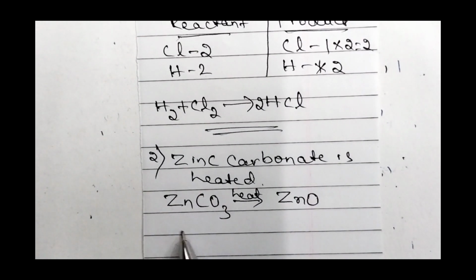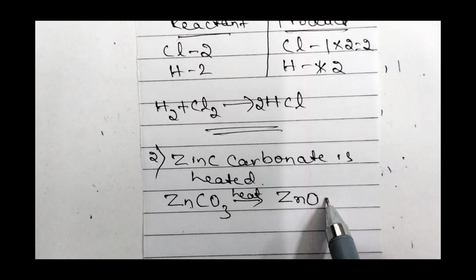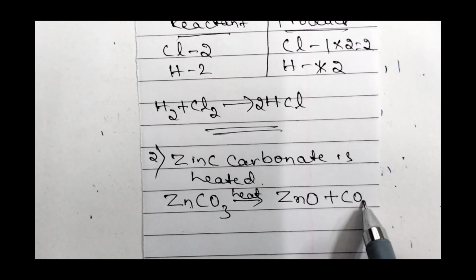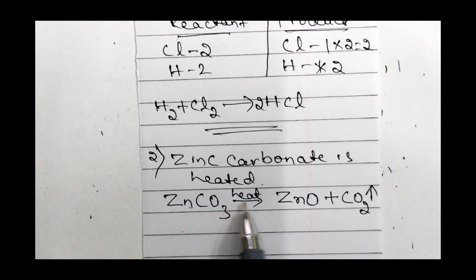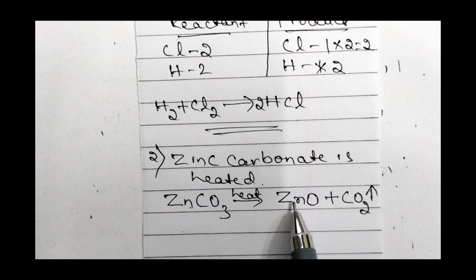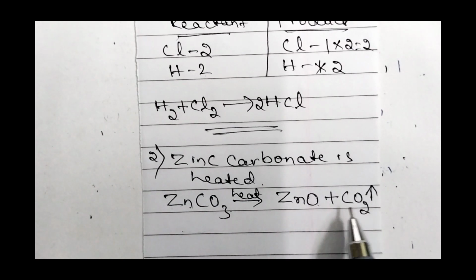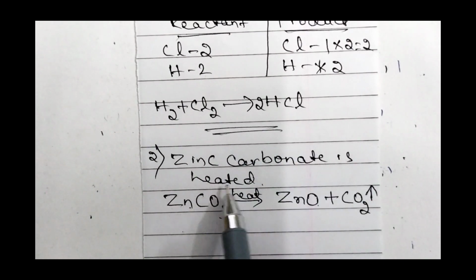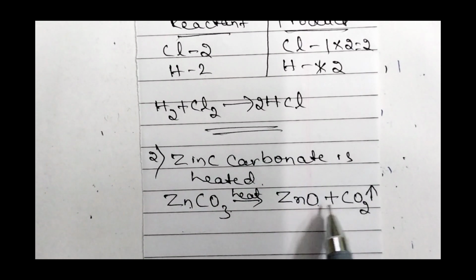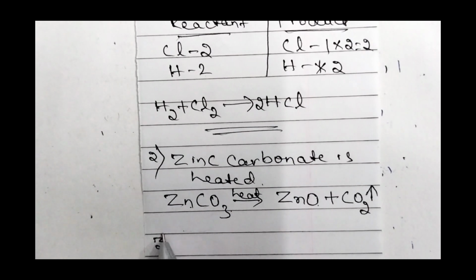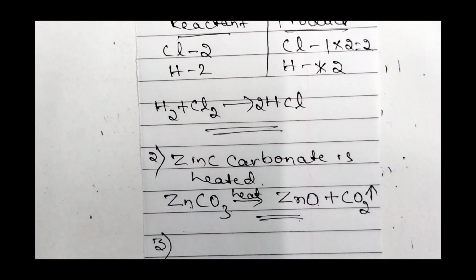That is heating of ore in absence of oxygen. That is called calcination. So heating of ore in absence of oxygen is called calcination. Zinc carbonate, when it is heated, is converted into zinc oxide and releases carbon dioxide. So this is a balanced chemical equation. Zn 1, C 1, O3; here 1 O, here 2, so 1 plus 2 is 3. So zinc carbonate, when heated, is converted into zinc oxide and carbon dioxide is released. So this is a balanced chemical equation.